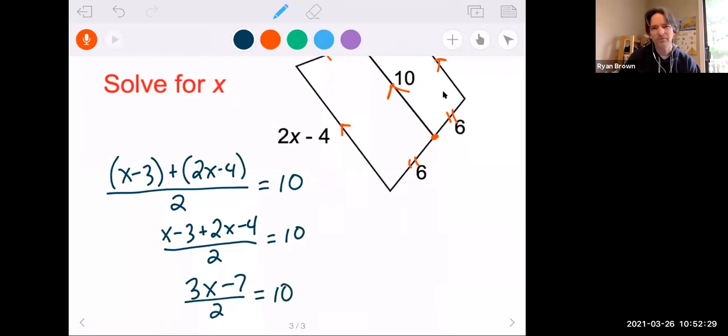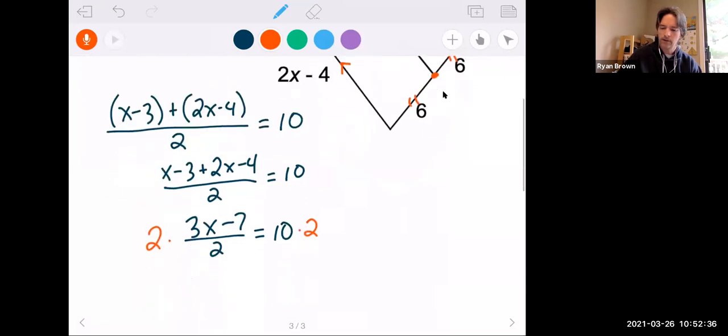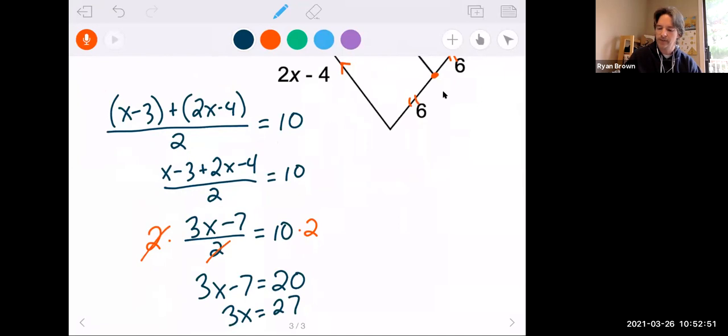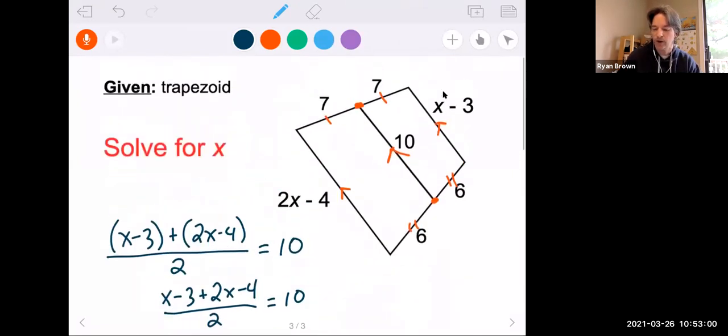All right, I'm going to get rid of that fraction. In order to get that x by itself, I'm going to multiply both sides by 2 to get rid of that denominator. Therefore, the 2's cancel. And you get 3x minus 7 equals 10 times 2. Awesome. Okay, well, we add 7 to both sides. 3x equals 27. And then if we divide both sides by 3, x equals 9. Okay, that's great. But with algebra, always, let's just go back and plug in our answer and see if it makes sense, just to see how awesome we are.